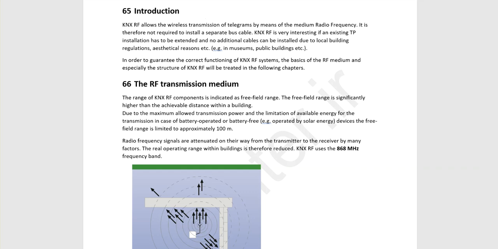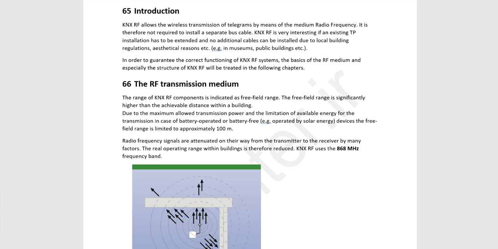In this chapter we are going to take a look very briefly at KNX RF. So what is KNX RF? KNX RF allows the wireless transmission of telegrams or packets of data by means of the medium radio frequency. It is therefore not required to install a separate bus cable, so you don't need to install the green cable of KNX. KNX RF is in fact very interesting if an existing TP installation has to be extended and no additional cables can be installed due to local building regulations.